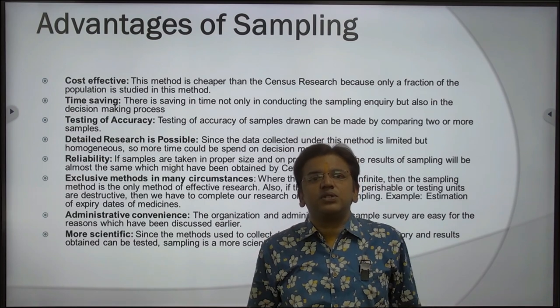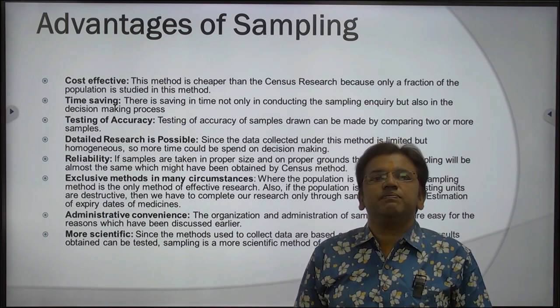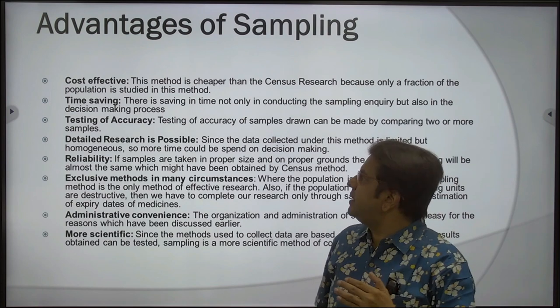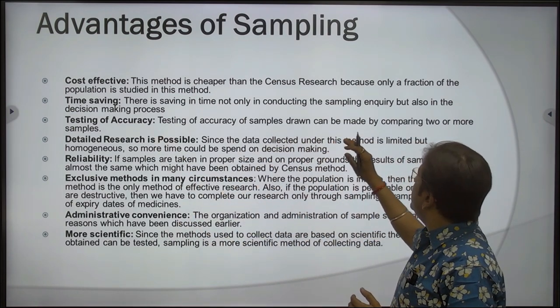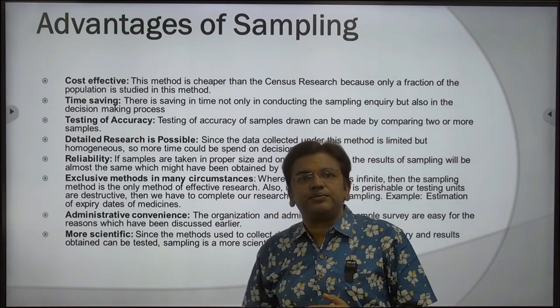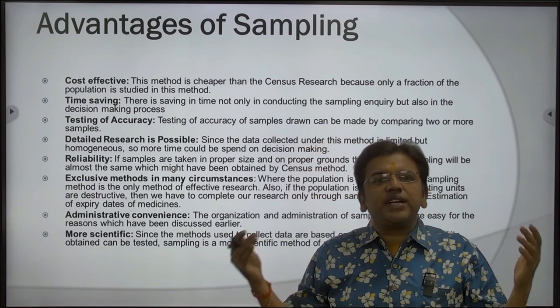Out of 15,000, we are going to take 5% of the 15,000. So that will be a sample size, and it will be a cost-effective method. Time saving: there is a saving in time, not only in conducting the sampling query, but also in the decision-making process. By sampling, we used to save a lot of time.